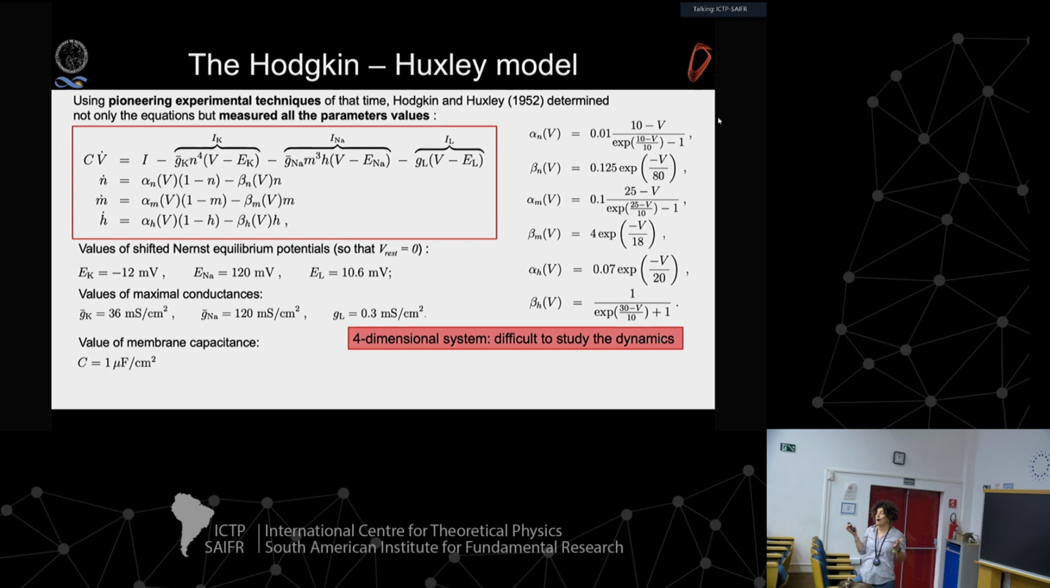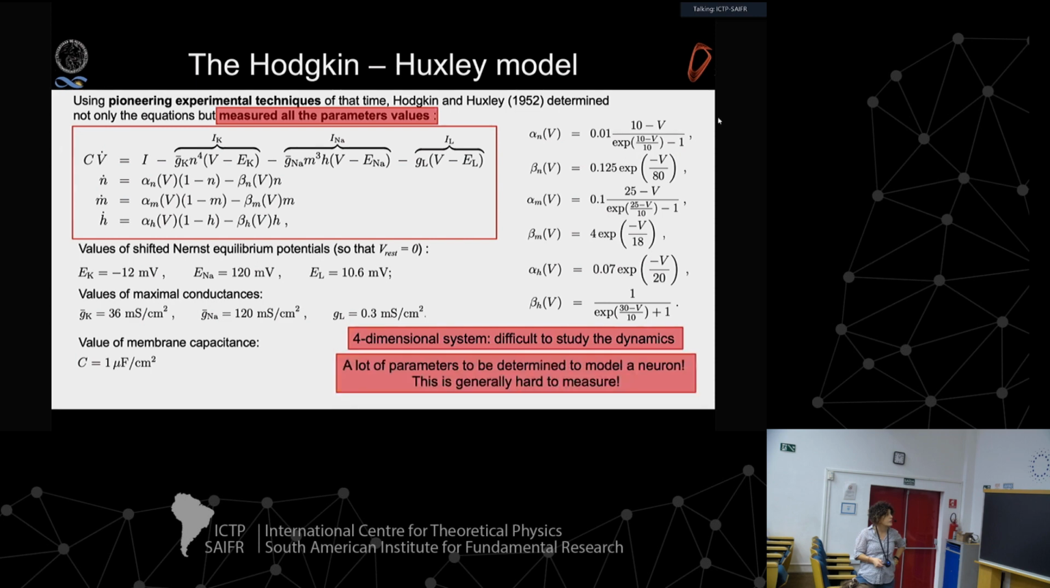The thing with a dynamical system is that it really depends on the values of your parameters. They measured the parameter values. And if you are using another neuron, not from the squid but from a mouse or a bird or whatever, you have a lot of parameters to be determined. So you have to measure all these parameters. Having a full model with many parameters is not always the best thing to have. So this is what you have to know.